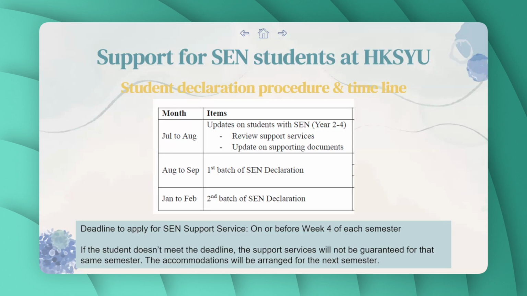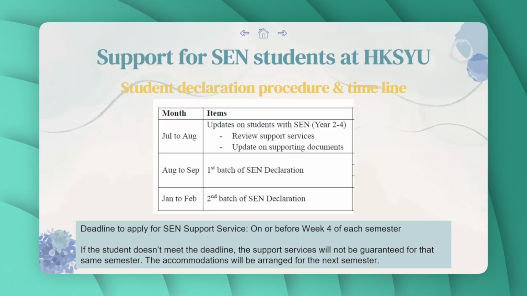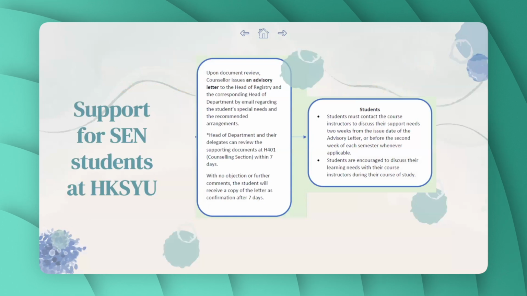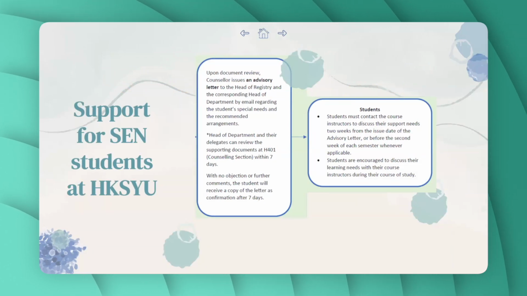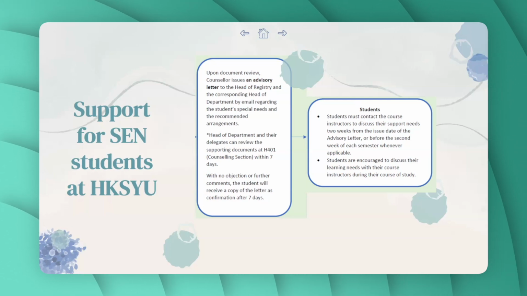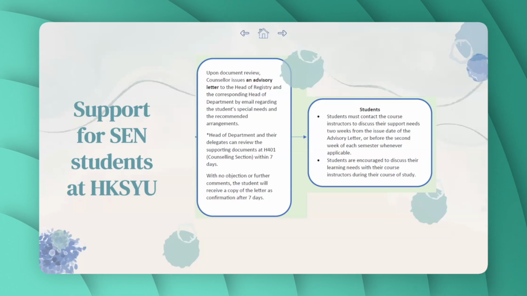So you can highlight this to them again. We do have a deadline to meet. You have to observe that. So what happens after they declare their status? We will meet them. We will discuss with them individually about what we can offer, what we can adjust, what we can accommodate.